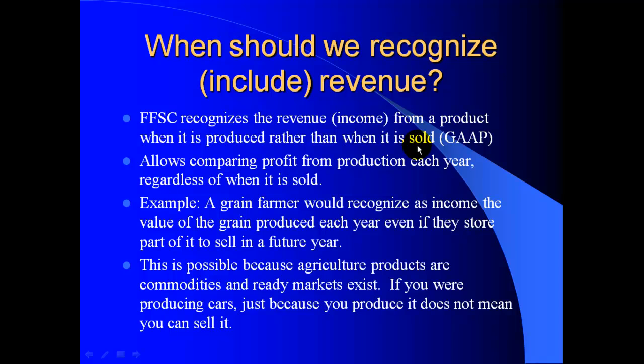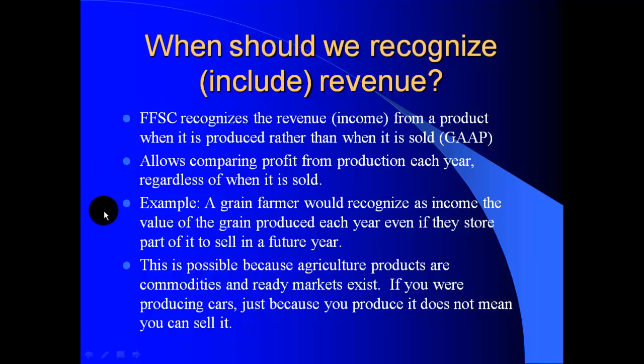GAAP would recognize the products that were sold during 2011, not what was produced. So if products were held over from the previous year, they wouldn't be considered on the income statement in GAAP until they were sold. The reason that we like to do it this way for farming is because it allows us to compare our profit from production of each year regardless of when it was sold. This is going to help us compare what we are making from our production from year to year. And if we did it when it was sold, it'd be easy to manipulate that.